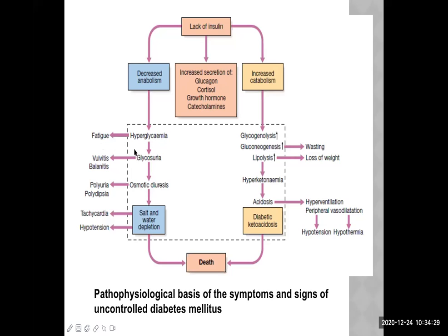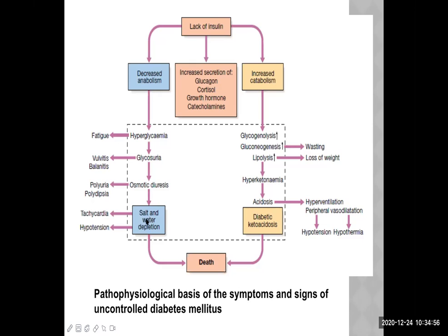Hyperglycemia can lead to fatigue. Glycosuria can lead to vulvitis and balanitis. These are infections there. Usually fungal infections are quite common in the presence of glucose. Osmotic diuresis can lead to polyuria and polydipsia. Polyuria because of excessive urine formation, and polydipsia when the person becomes thirsty and drinks more water.